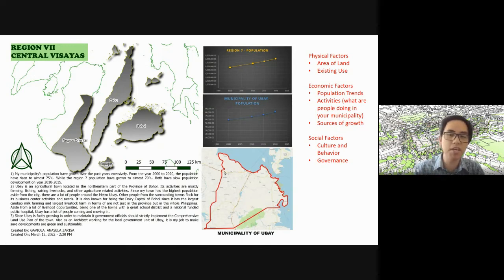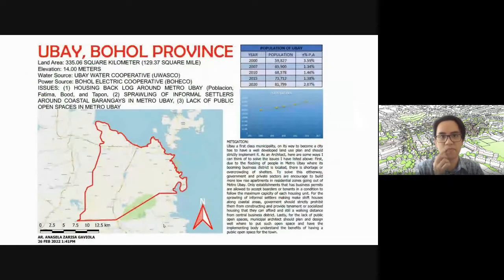We see the population trends and the analysis of what activities are happening in Ubai: the fishing, raising livestock, and other agriculture-related needs. And then we see the social factors, where in order to maintain this growth, the government needs to strictly implement the CLUP of the town. And then this is Anacela's seat work 3.